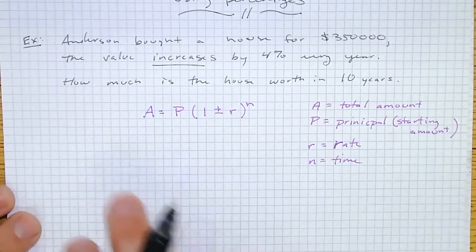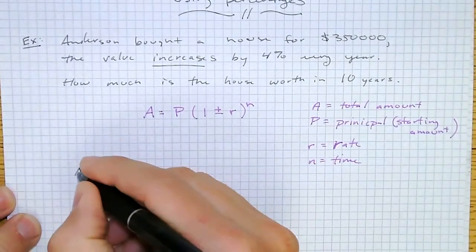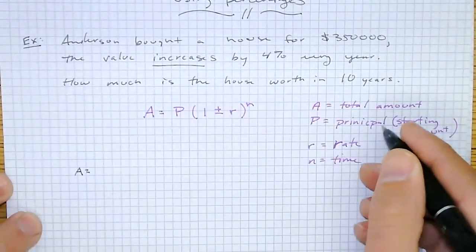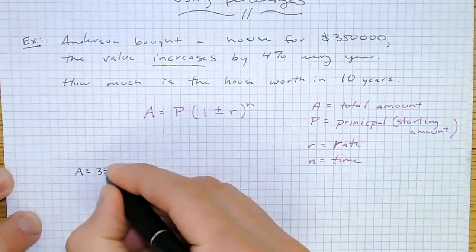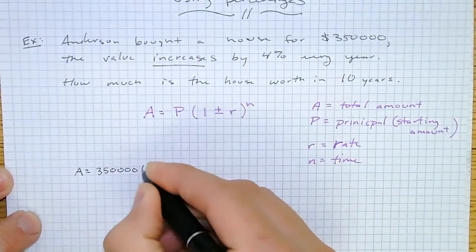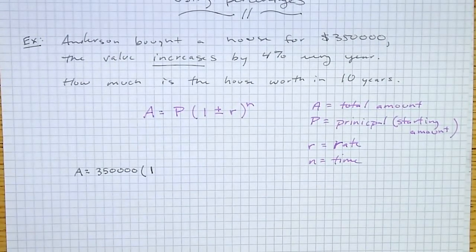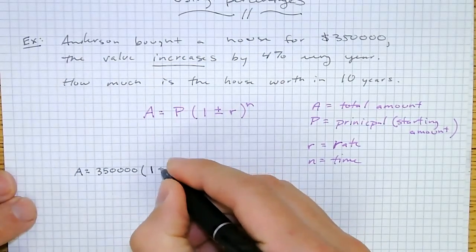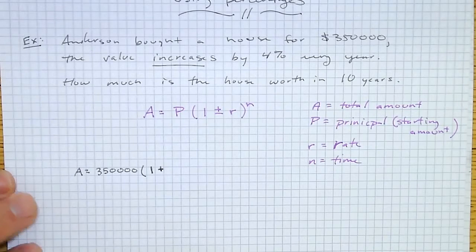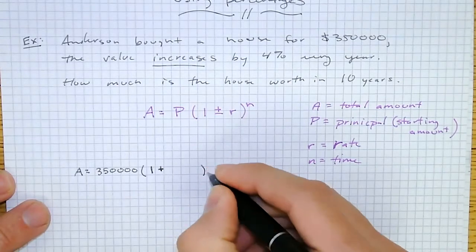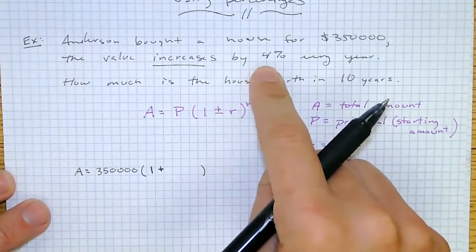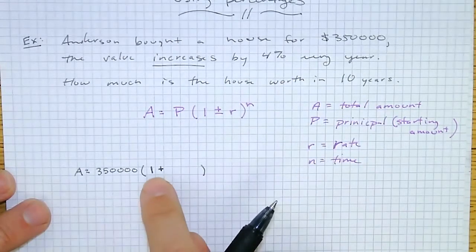Okay, so we're solving for A in this example. P, our principal, is our starting amount, in this case $350,000. Here is the tricky part. If we are increasing in value, we are adding our interest rate, or our percentage rate. If we are decreasing, then we would subtract. We're increasing by 4%, so we use the plus.